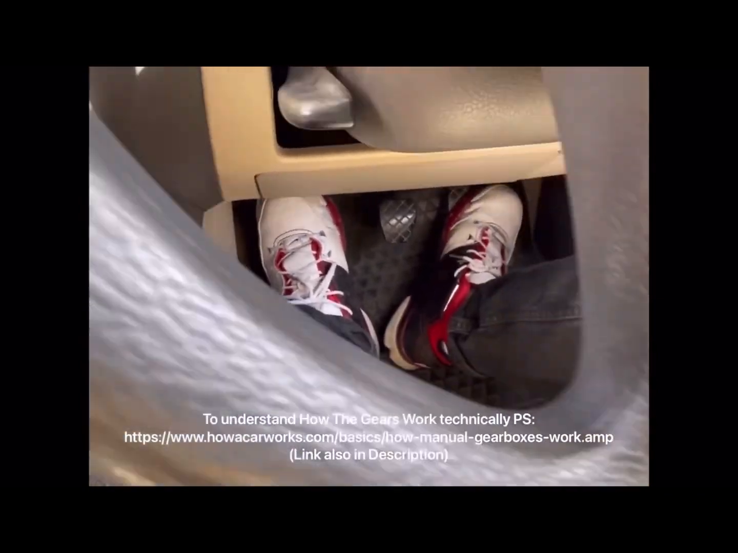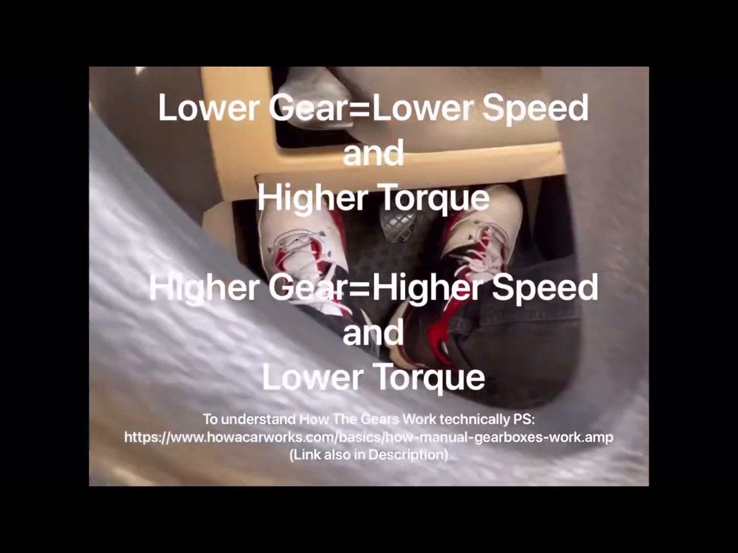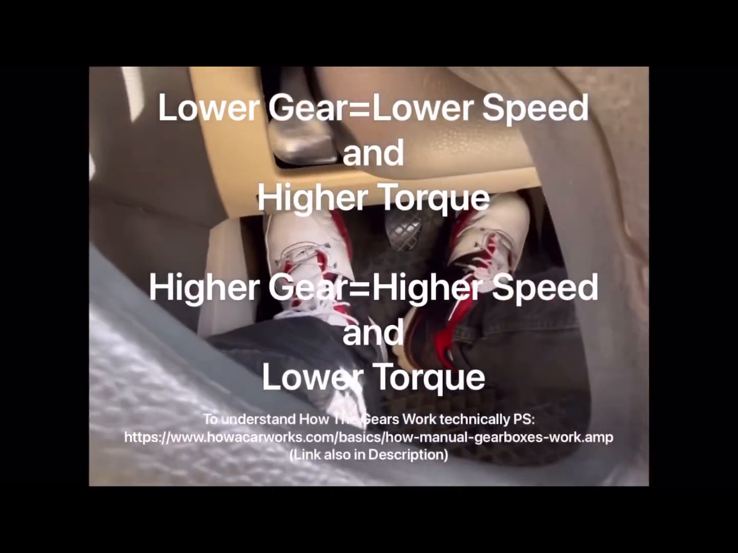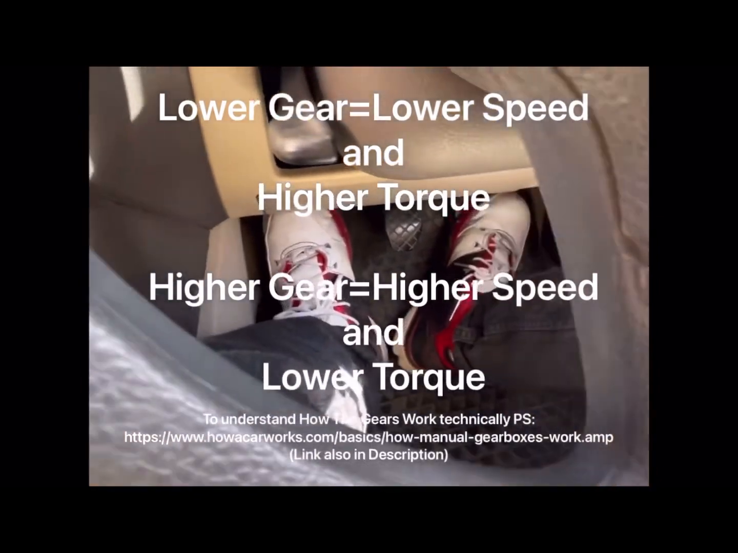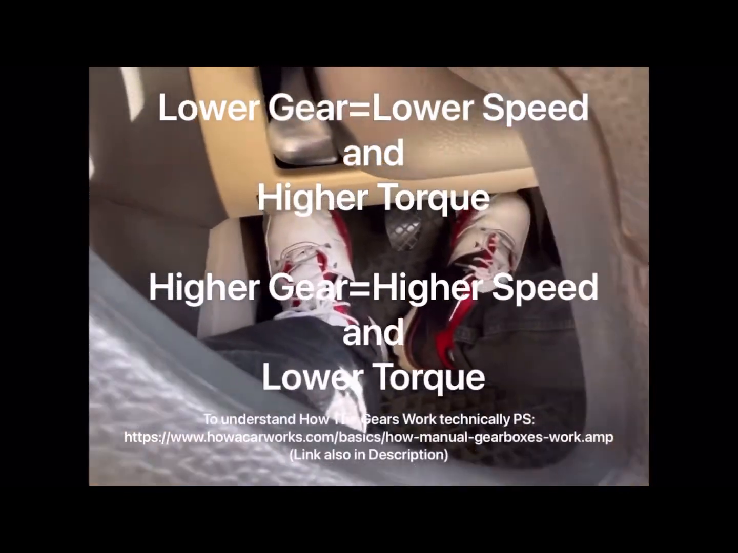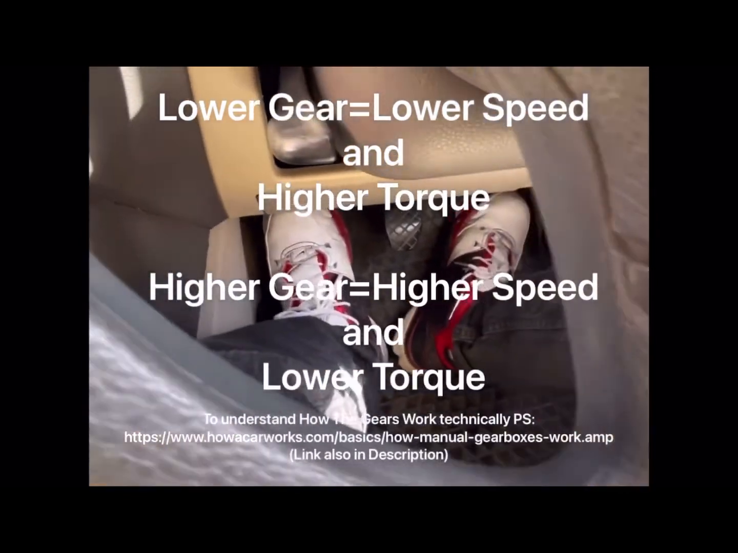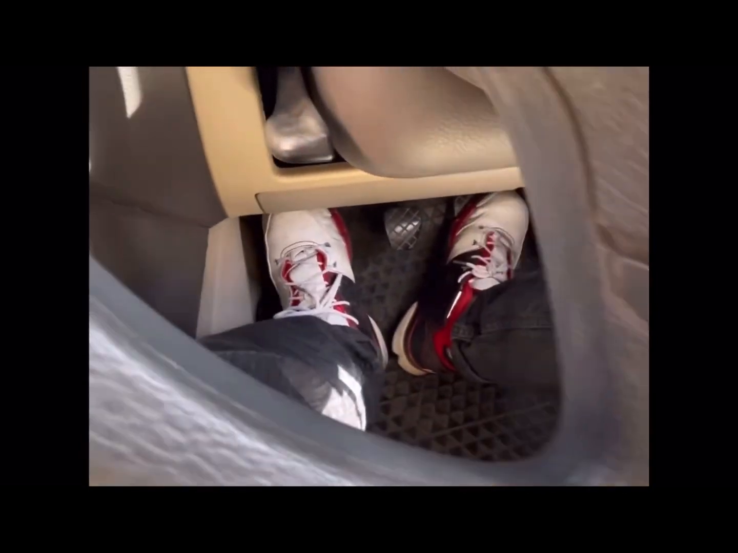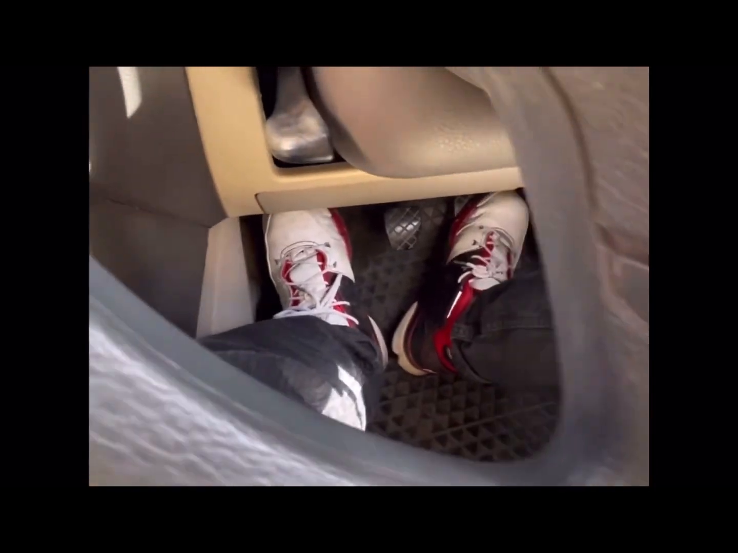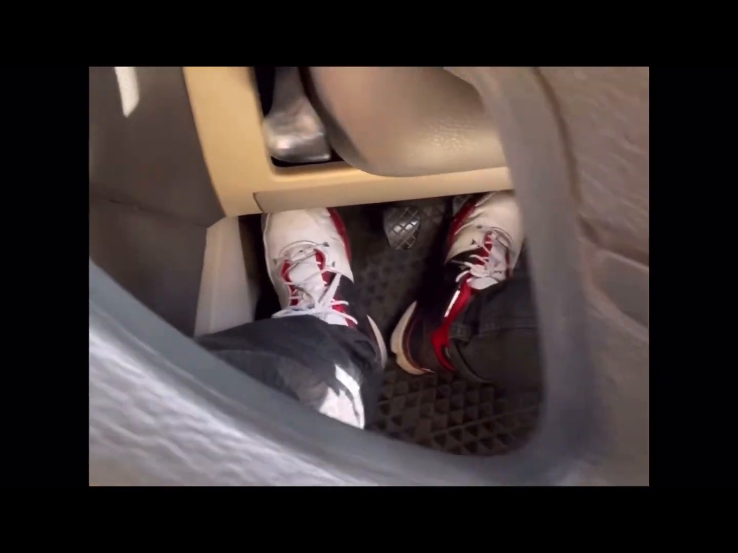A quick word on how the gear system works in a car: the lower the gear, the higher the torque and the lower the speed. When the car gains momentum, you can shift into higher gears. That will give you lower torque but higher speed. So in general, start the car in neutral and shift it into the first gear, and that's when the engine has maximum torque. That means we are using the engine's maximum capacity to move the car from a rest position into motion.